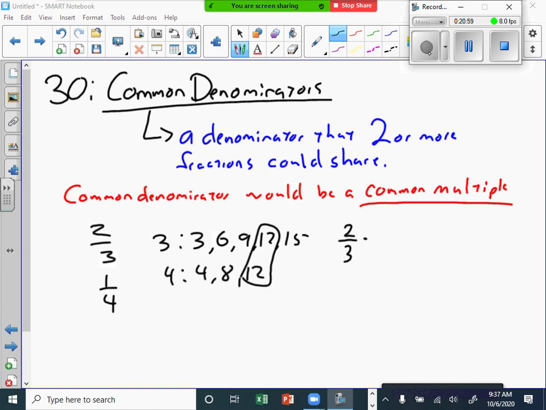So 2/3 times, here's something about this. This is my first number, second number, third number, fourth number. That's why it's times 4 over 4. Equals 8 over 12. This one right here is my first number, second number, third number. So 1/4 times 3 over 3 is 3 over 12. And if we wanted to add those together, we could get 11/12. If we want to subtract them, we would get something different. Any questions with that? All right.